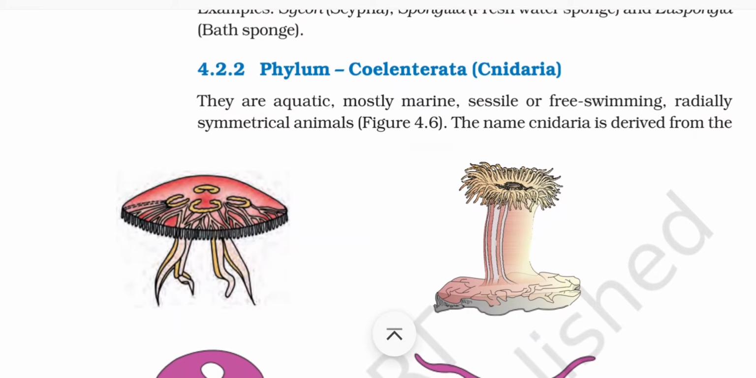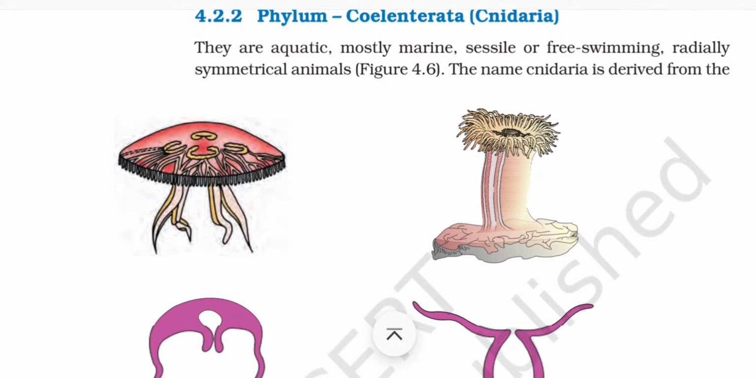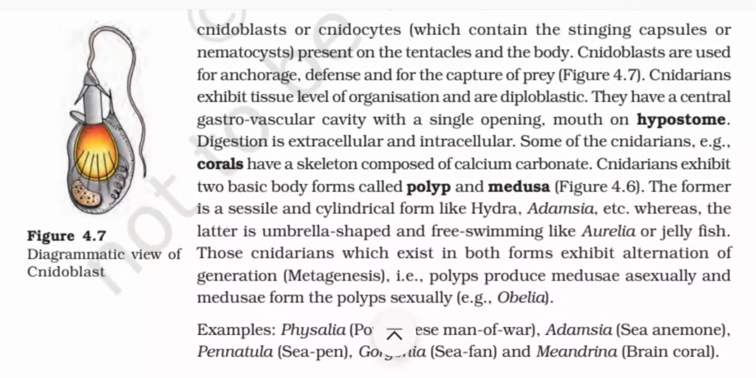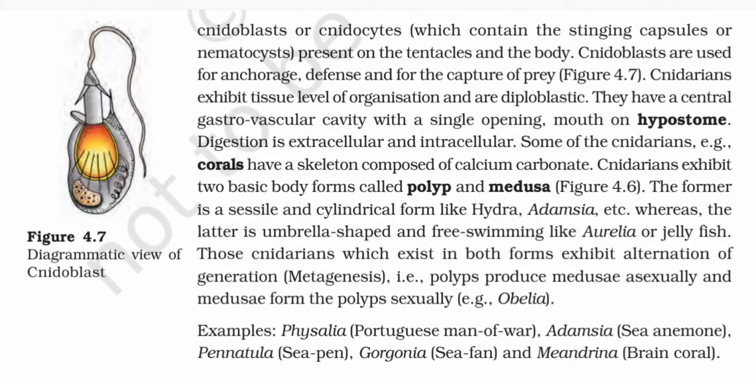4.2.2 Phylum Coelenterata (Cnidaria). They are aquatic, mostly marine, sessile or free-swimming, radially symmetrical animals. The name Cnidaria is derived from the cnidoblasts or cnidocytes, which contain the stinging capsules or nematocysts present on the tentacles and the body. Cnidoblasts are used for anchorage, defense, and for the capture of prey.